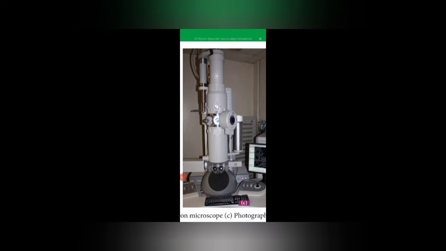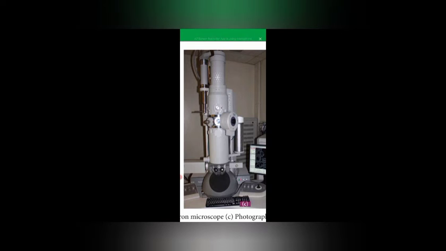Then the next topic is the electron microscope. This is the picture of the electron microscope given in your book. It works on the principle of the direct application of the wave nature of particles. This wave nature of electrons is used in the construction of the microscope, so it is called an electron microscope. The resolving power of a microscope is inversely proportional to the wavelength of the radiation, so higher resolving power can be obtained with waves of shorter wavelengths.